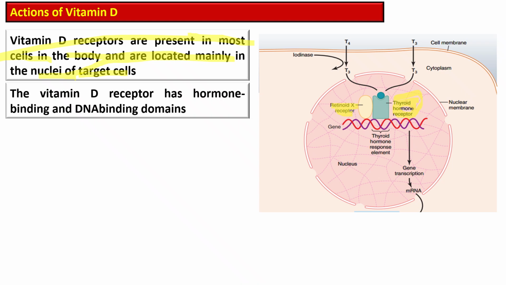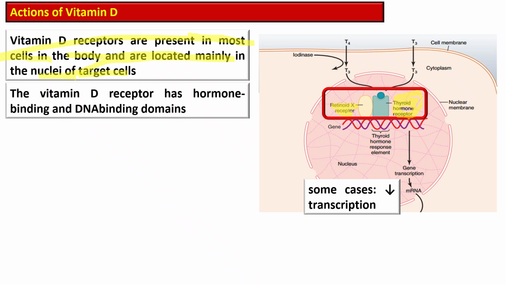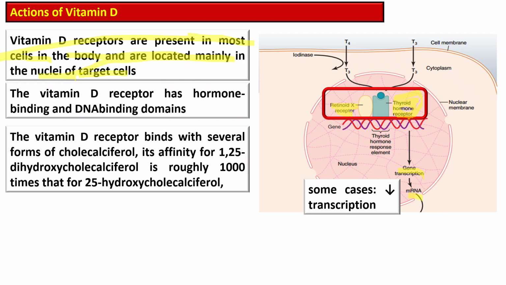So there is retinoid X receptor and the vitamin D receptor, and these cause the gene transcription and messenger RNA formation. As a result, the proteins are formed. In some selected cases the transcription is decreased. So this 1,25-dihydroxycholecalciferol is about 1000 times more potent than 25-hydroxycholecalciferol.